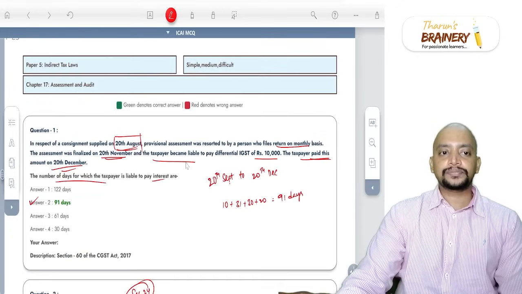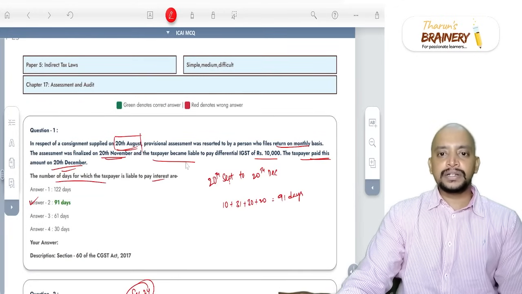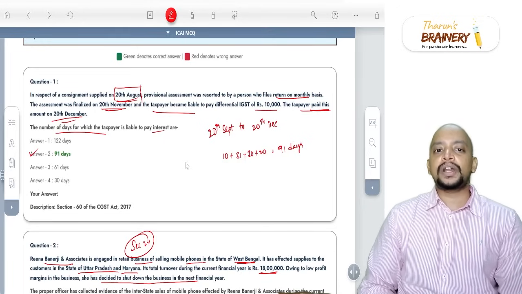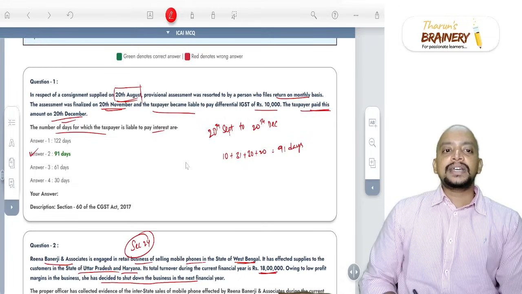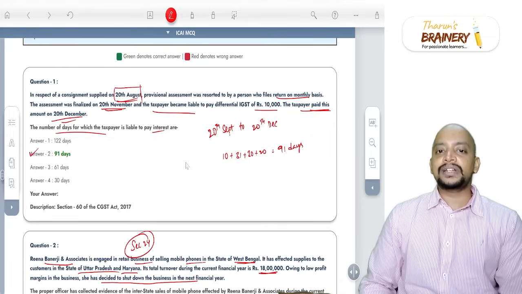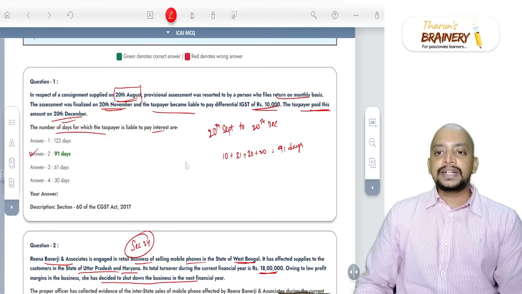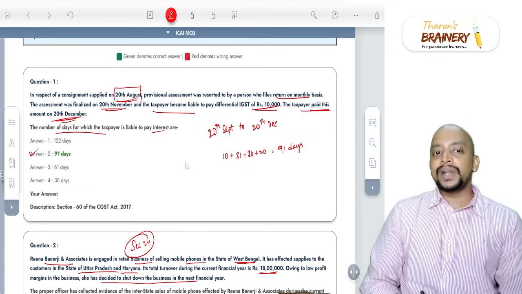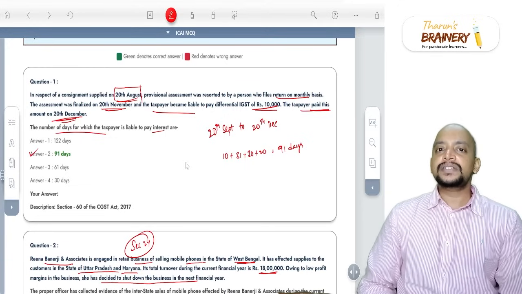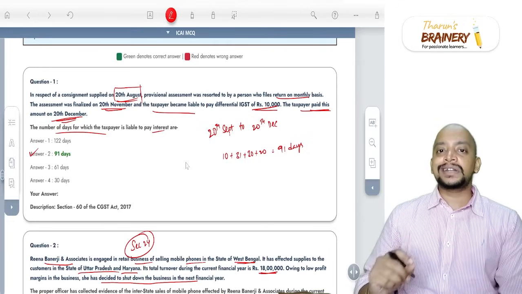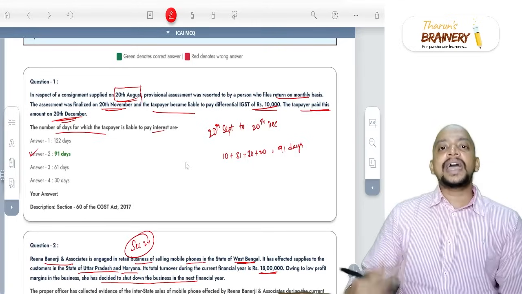Then the next one, assessment and audit. In this chapter, the first question, in respect of consignment supplied on 2nd August, provisional assessment was resorted to by a person who files return on monthly basis. The assessment was finalized on 20th November and the taxpayer became liable to pay differential IGST of 10,000. The taxpayer paid this amount on 20th December. So in case the provisional assessment gets finalized, on the differential amount we need to pay interest from the due date till the actual date of payment.